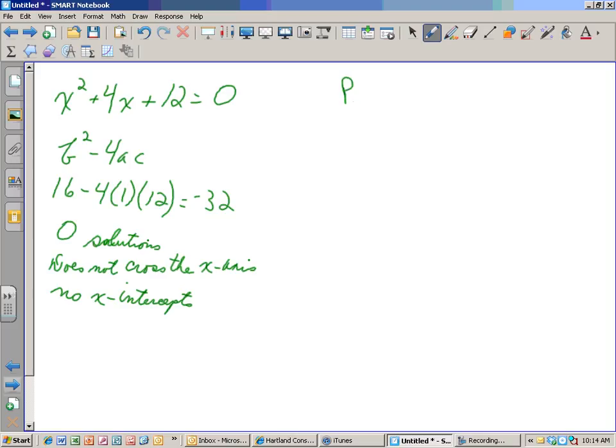So on page 681 and 682, I want you to do problems 4 through 38, even ones, okay? And all that is just checking the discriminant for every problem.